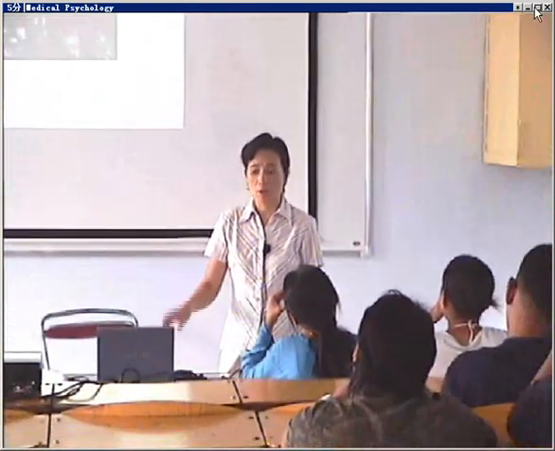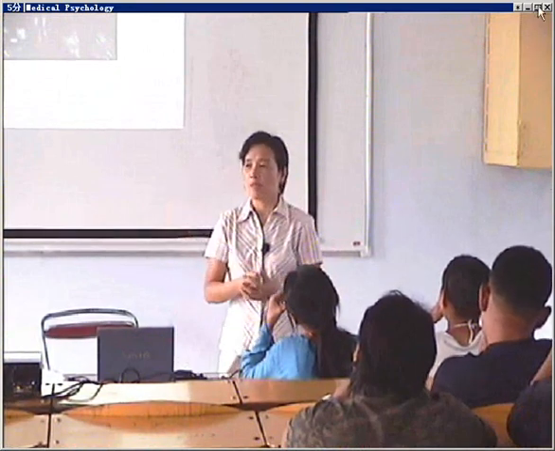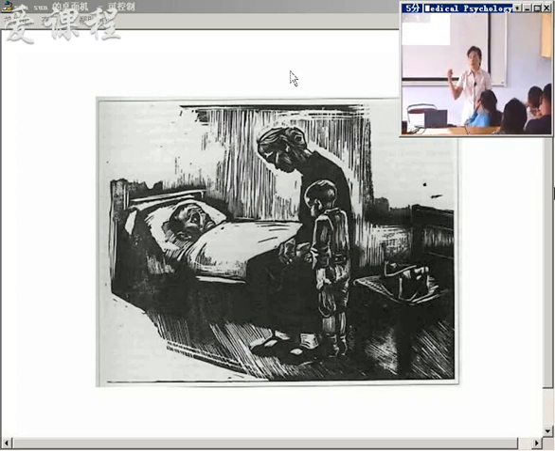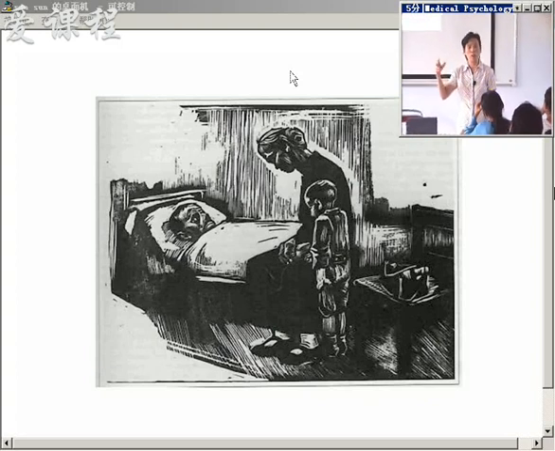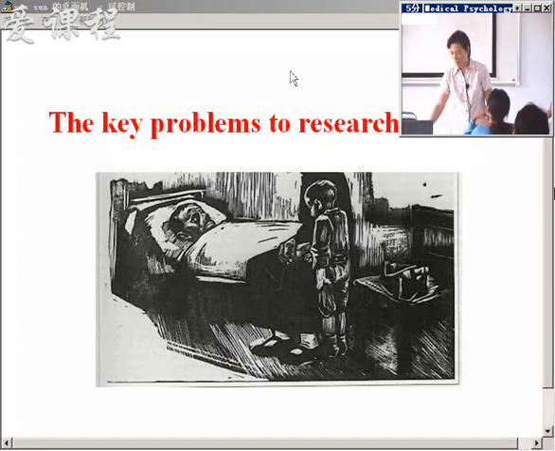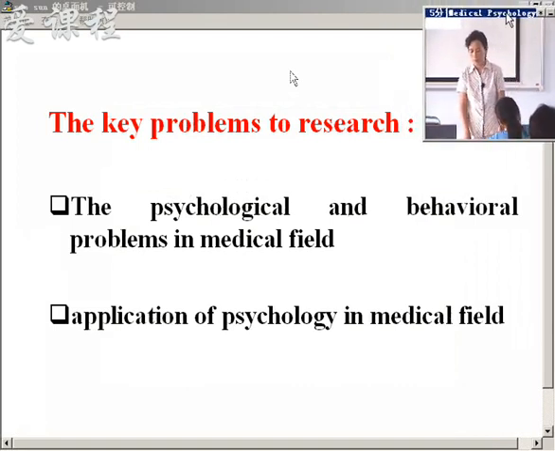Really? So a family is a system, a big system. When one member of the system gets an illness, the other members will respond. Every aspect of the family will be changed: financials, emotions, communication skills, and relationships. So this is a key problem to research in medical psychology.